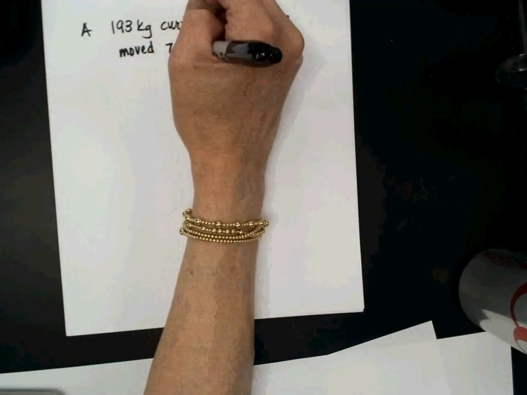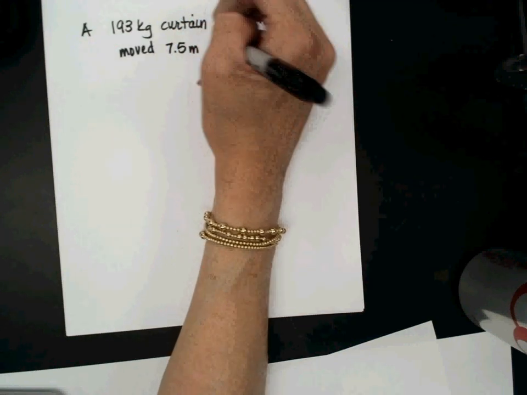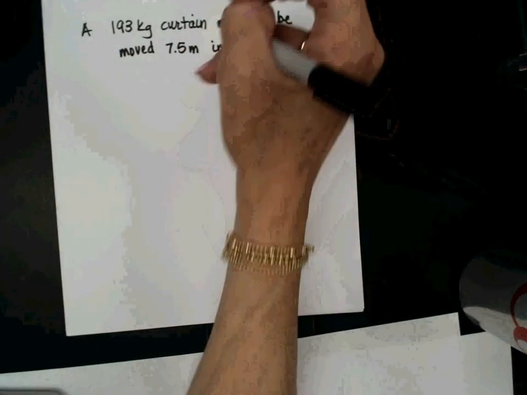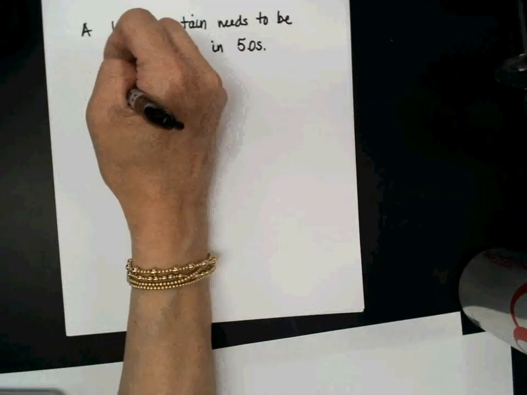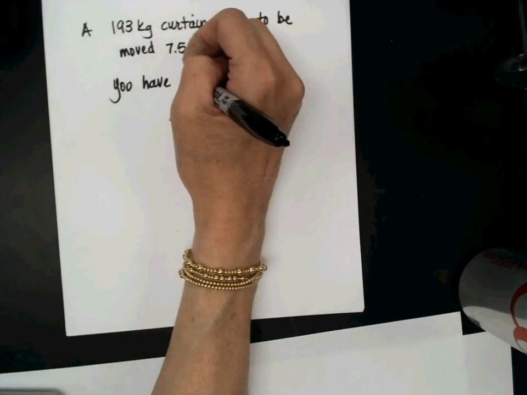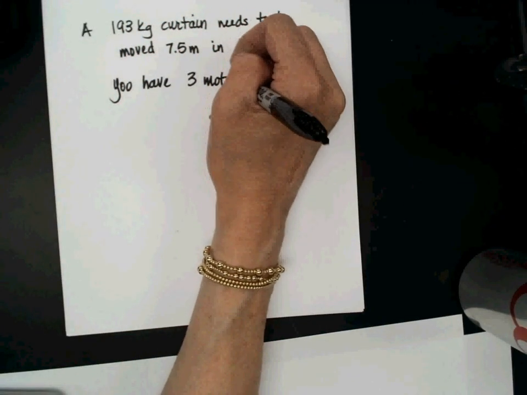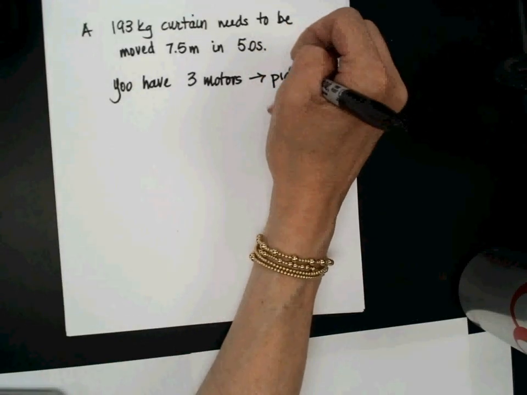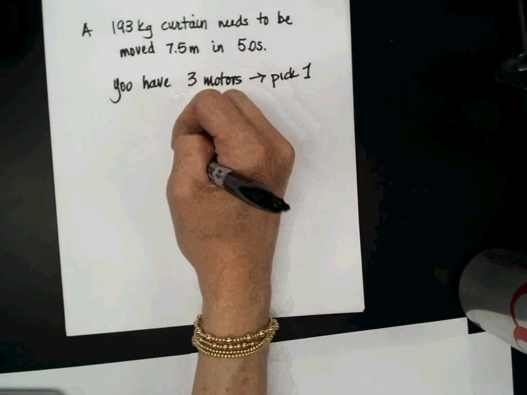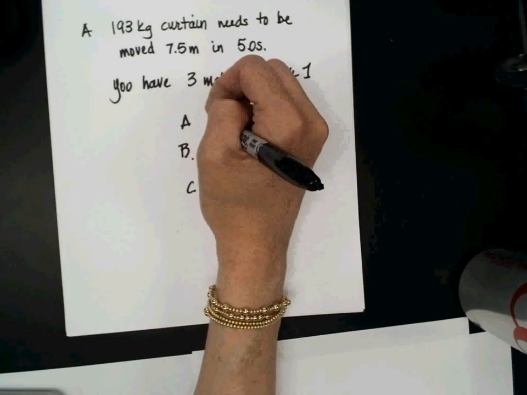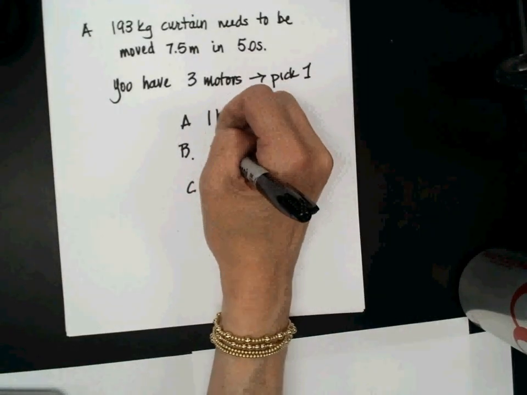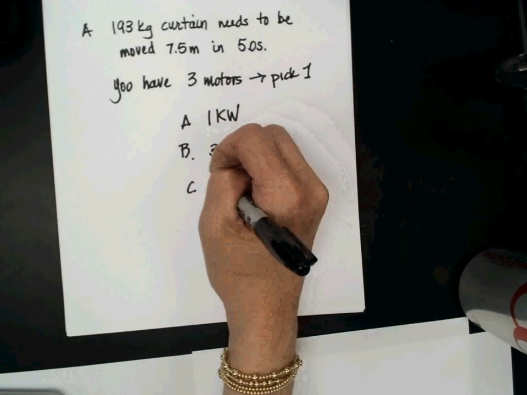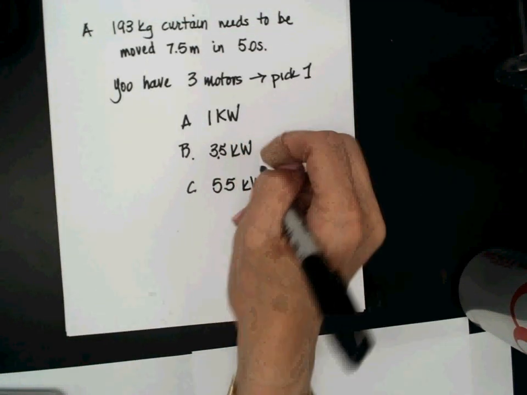Let's say it needs to be moved 7.5 meters. What's a reasonable time to open the curtain? In 5 seconds. I'll give you 3 choices, 3 motors. Pick one. We'll have a 1 kilowatt, a 3.5 kilowatt, and a 5.5 kilowatt.